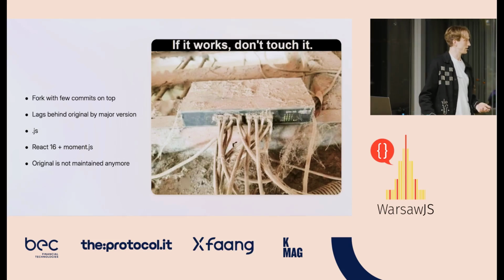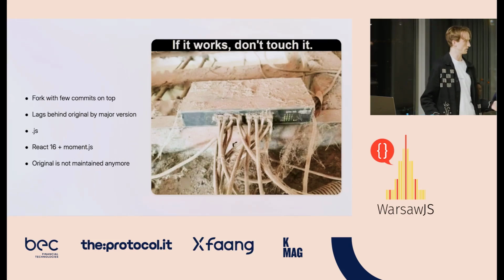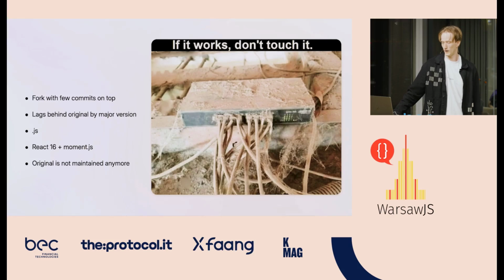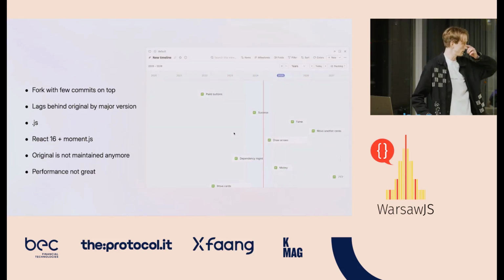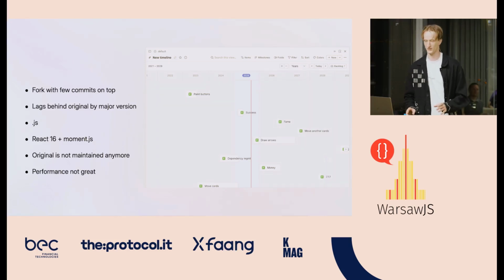To give you, again, some context, our rendering library was built around an open source solution. This fork was already 5 years old. It lagged behind the original by a few versions. It was written in pure vanilla JavaScript and used old React syntax. And, cherry on top, the original is not maintained anymore. The performance was kind of bad. You can see those delays. It kind of worked, and we always had more important stuff to do. So everyone pretended that it's okay.